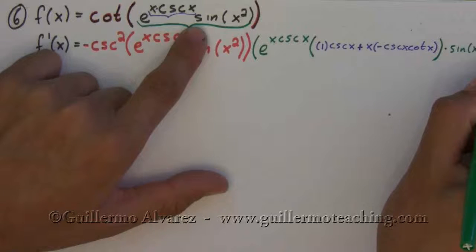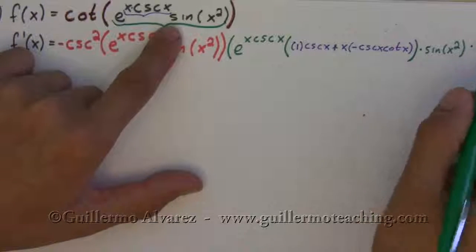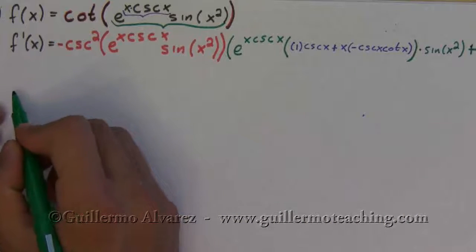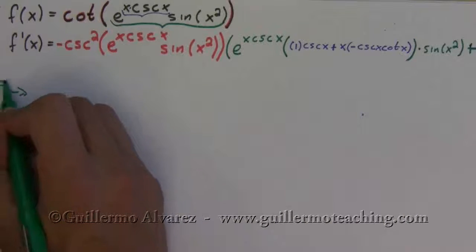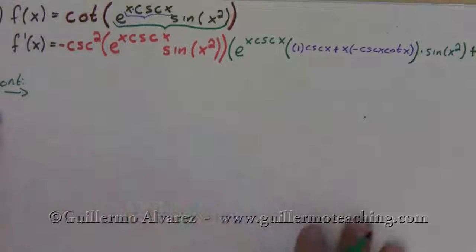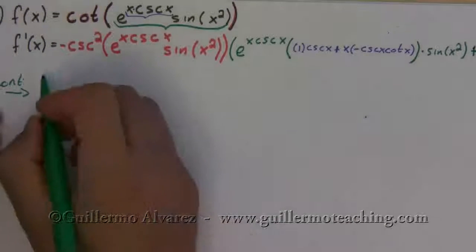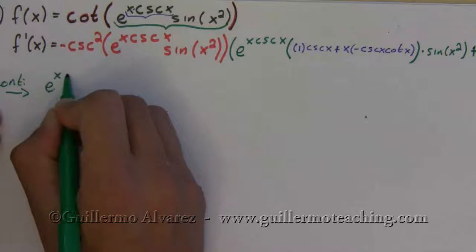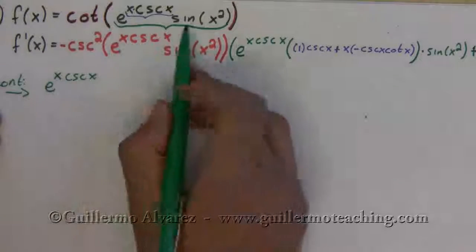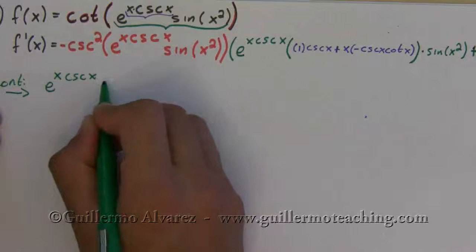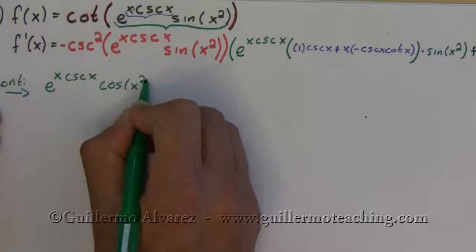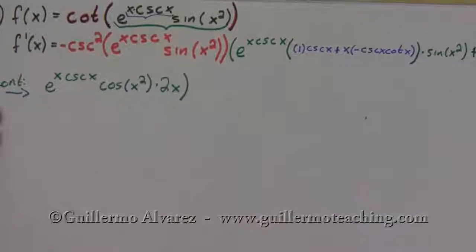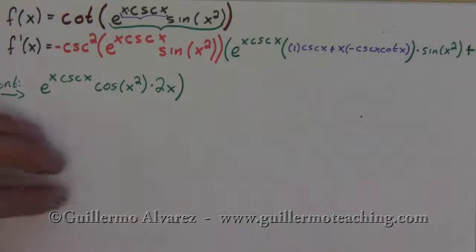And then plus, so we're going to continue over here. This is the continuation. Plus the first, leaving it alone, e to the x cosecant x, times the derivative of the second, which is cosine of x squared, times the derivative of the inside, which is 2x. Okay, so that was pretty intense.